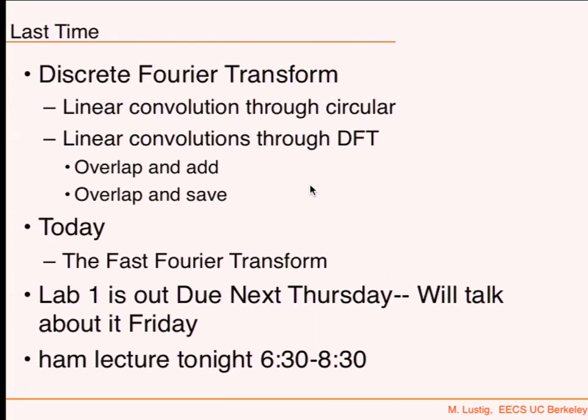All right. So what did we talk about last time? Last time we talked about the discrete Fourier transform. That was my previous favorite lecture. We talked about linear convolution through a circular one, and then computing linear convolution using the DFT. We talked about two methods: overlap-add and overlap-save. And today we're going to talk about the fast Fourier transform.